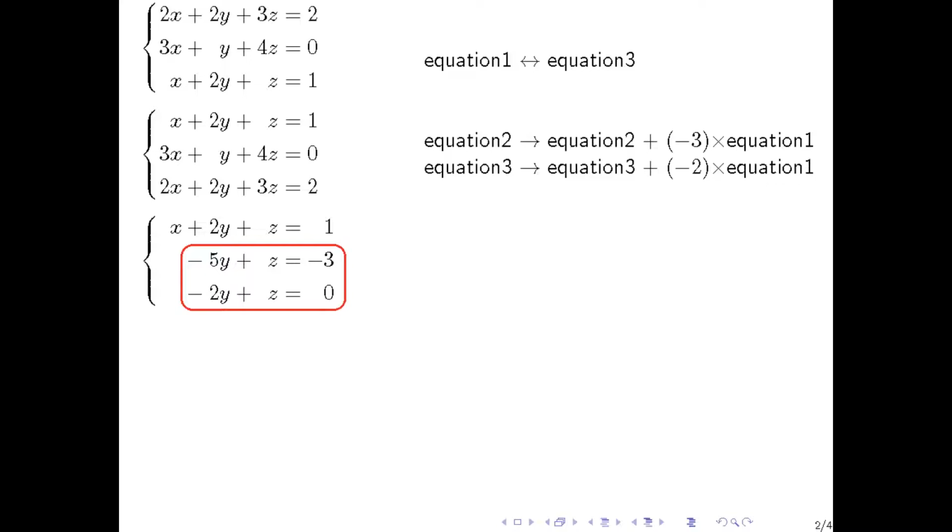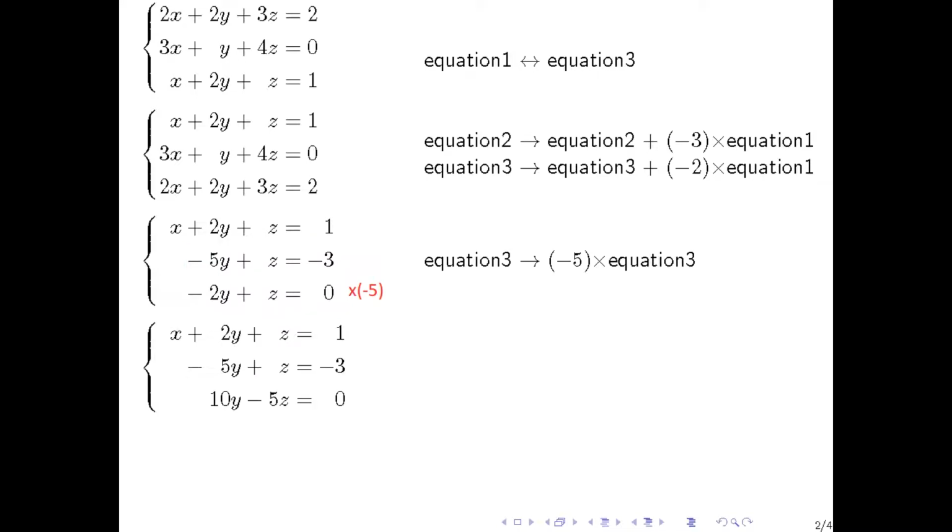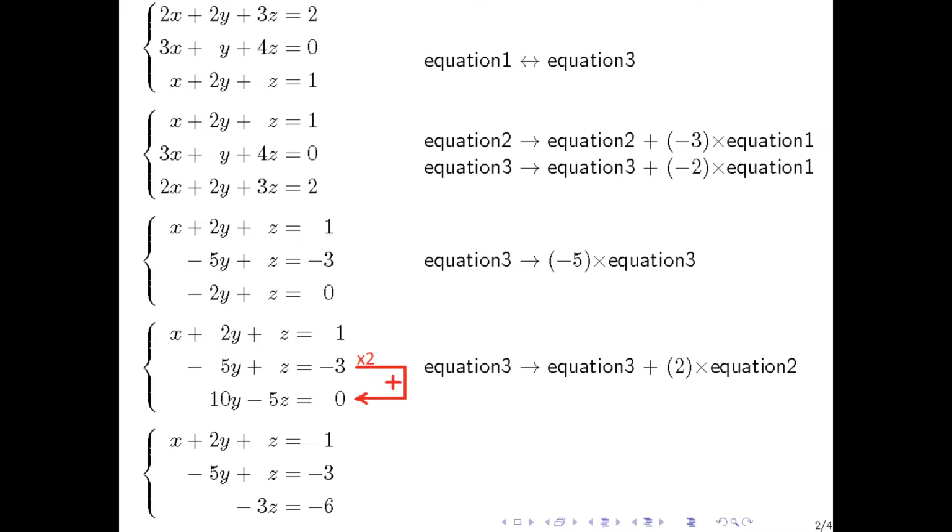The next step is to repeat the whole process for the unknown y on a smaller scale. Because neither 5 nor 2 is a multiple of the other, to help simplify our later computations, we first multiply the whole equation 3 by negative 5. If we do that correctly, we should get 10y minus 5z equals 0. Next, we try to eliminate the y below. In order to do so, we multiply equation 2 by 2 and add that directly to equation 3. We should get negative 3z equals negative 6.